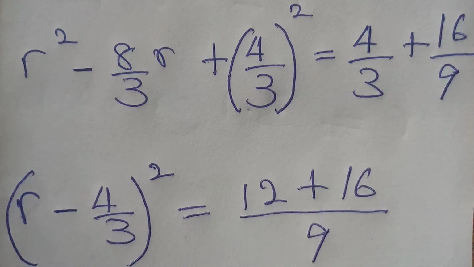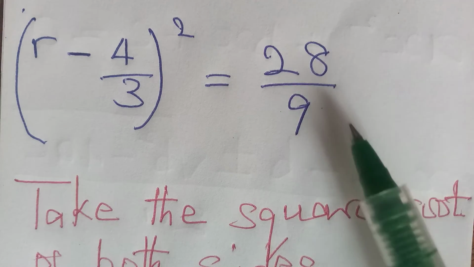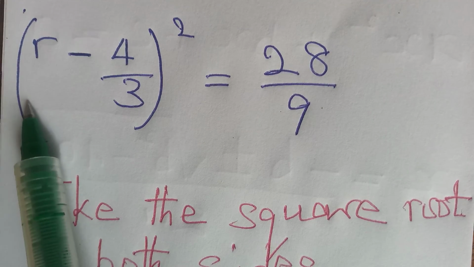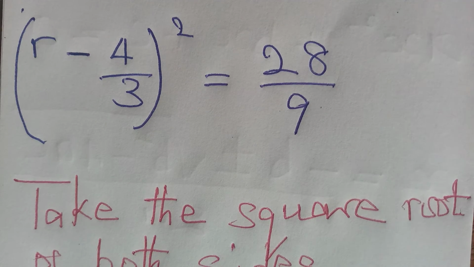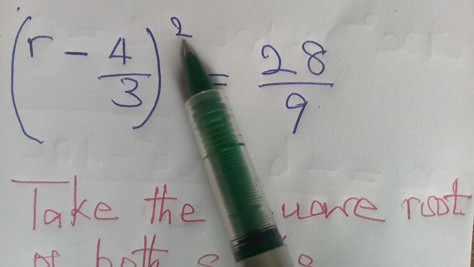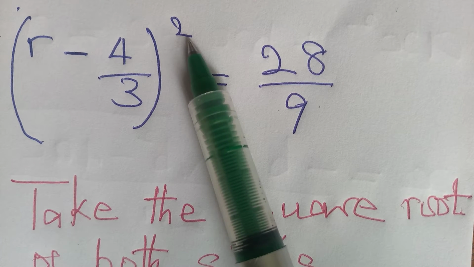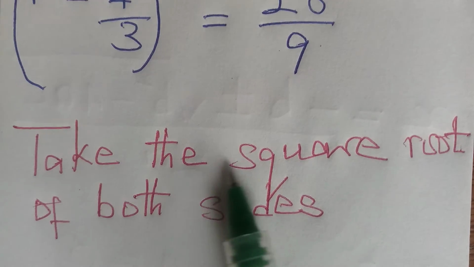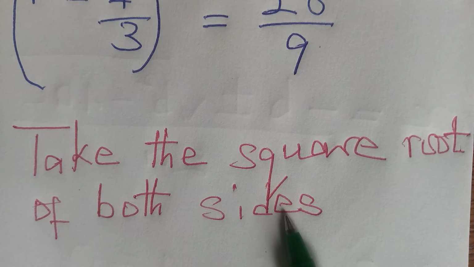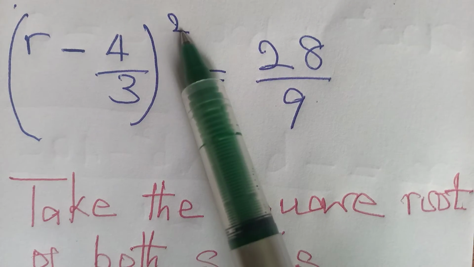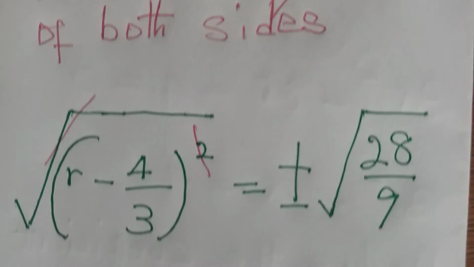Just watch. Yes, on my right, I'm going to have 28 over 9 equals R minus 4 over 3 all squared. Now we are back to simple algebra. The square we have in here, which arithmetic operation will remove it? Square root is the operation that removes square. So that's why you are having this statement here. Take the square root of both sides. The reason why I'm doing that is to remove this square. So if I do that, I'm going to have this step.